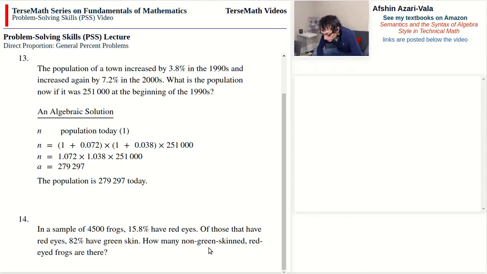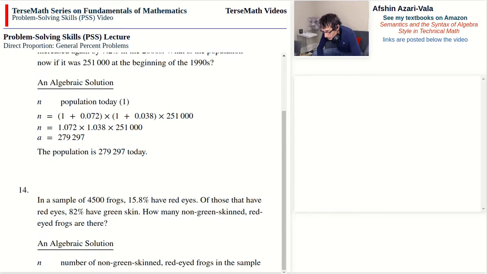So you see the two conditions that I'm looking at, this is in the question part, in the interrogative or imperative statement that comes. I'm looking for non-green skinned red-eyed frogs. For non-green skinned, I will use 100% minus 82% because 82% is for green skinned. For red-eyed, I will use 15.8% because that's the percentage for red-eyed frogs.